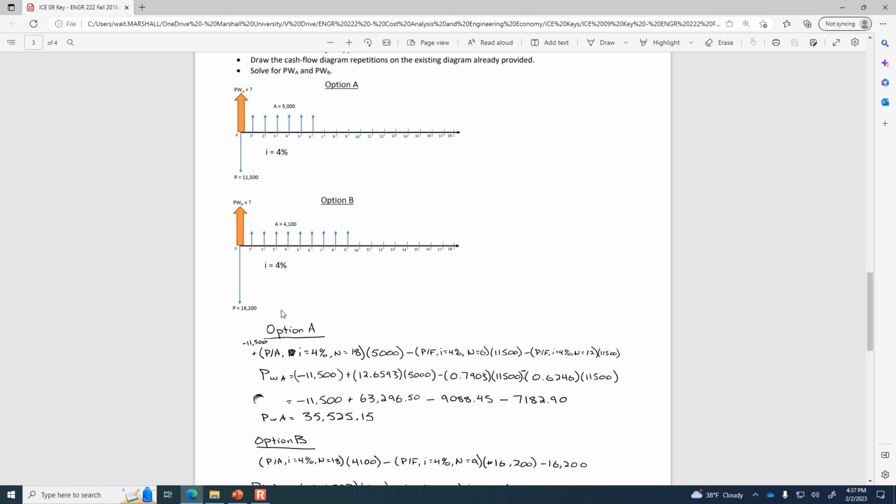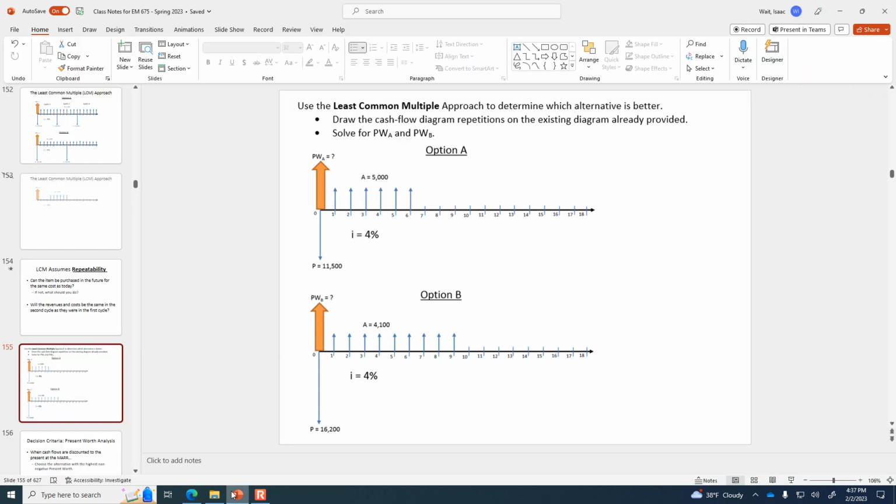But this happens all the time in the real world. You may have one computer system with a 6-year warranty, another computer system with a 4-year warranty, and you want to know which is the most economical. And so in order to do that, you'd have to use some technique to make the study period the same. LCM is just one of the 3 techniques that we're going to talk about. So are there any questions before we move on from LCM to some of the other methods?